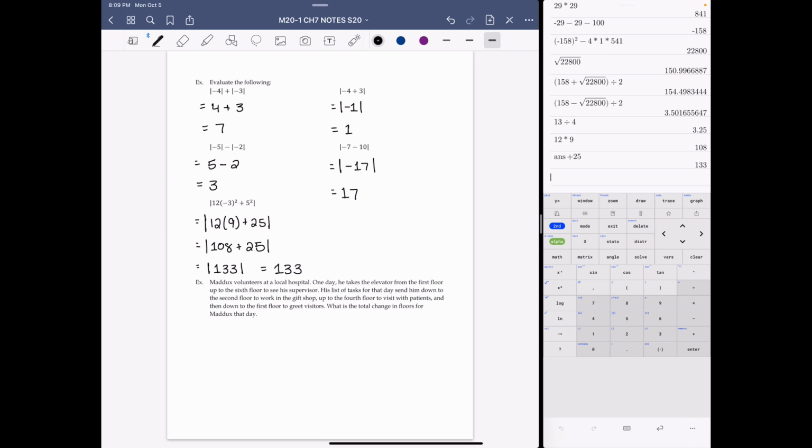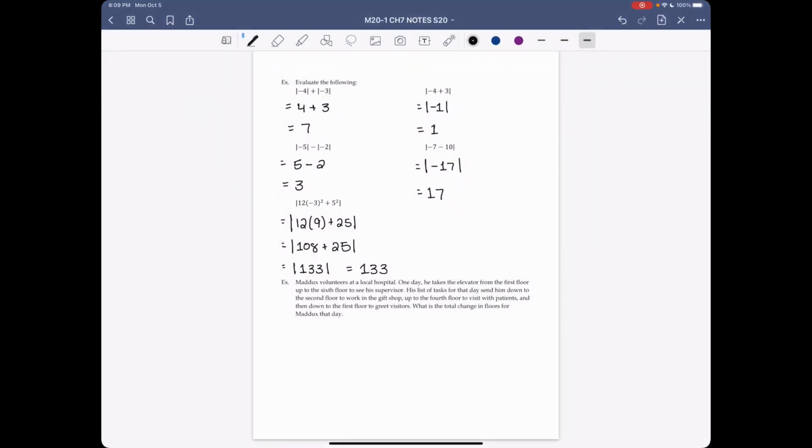Word problem. Maddox volunteers at a local hospital. One day, he takes the elevator from the 1st floor up to the 6th floor to see his supervisor. His list of tasks for that day sent him down to the 2nd floor to work in the gift shop, up to the 4th floor to visit with patients, and then down to the 1st floor to greet visitors. What is the total change in floors for Maddox that day?